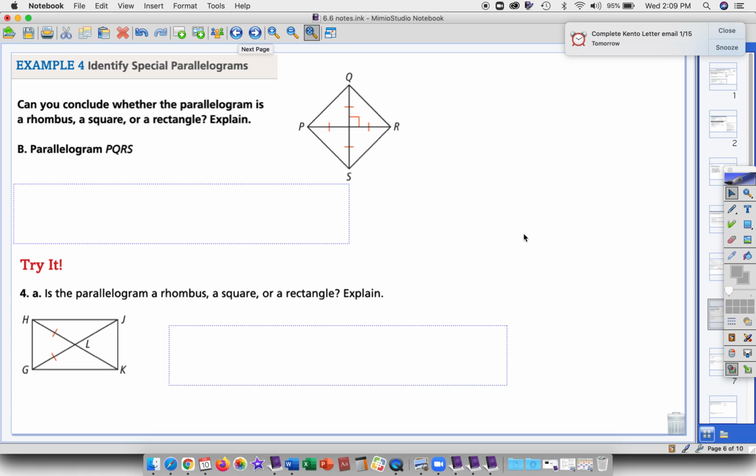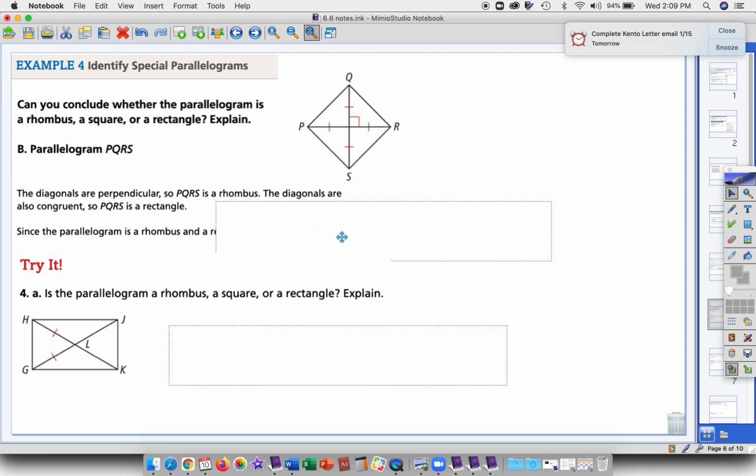Example 4: can you conclude whether the parallelogram is a rhombus, a square, or a rectangle? Think about what's given here. If you need to, pause the video. Okay, so the diagonals are perpendicular, so PQRS is a rhombus. They are congruent, so it's a rectangle. Since it's both, it's a square.